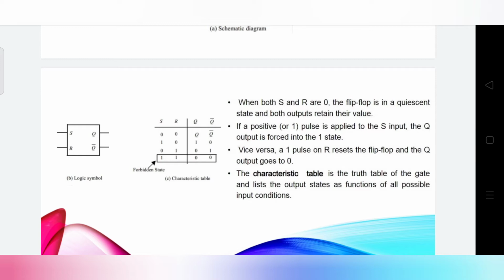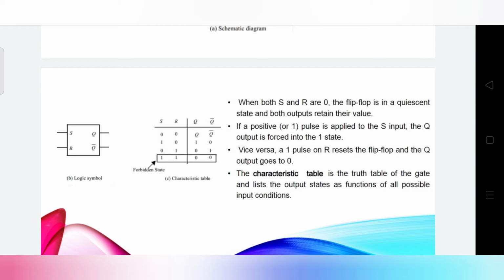The characteristic table is the truth table of the gate and lists the output state as a function of all possible input conditions. When both S and R are high, both Q and Q bar are forced to 0. Since this does not correspond with our constraint that Q and Q bar must be complementary, this input mode is not allowed. An additional problem with this condition is that when the input triggers return to their 0 level, the resulting state of the latch is unpredictable and depends on whatever input is last to go low.